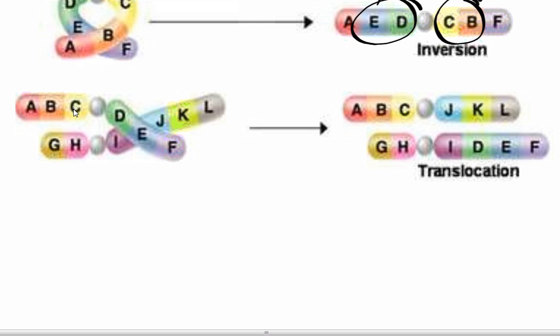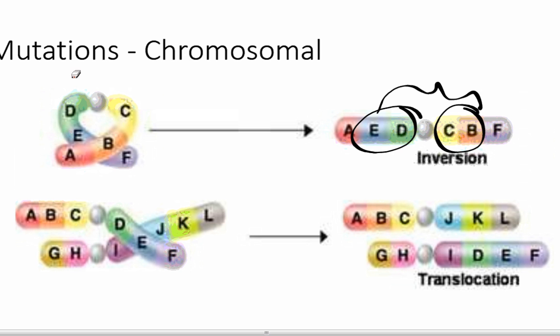Same thing with the translocation. We have portions of the chromosome that relocate to another portion or swap, and so ABCDEF becomes ABCJKL and GHIDEF. So two chromosomes are now completely ruined because of this translocation mutation. Again, these are chromosomal mutations because they take place in the whole chromosome.